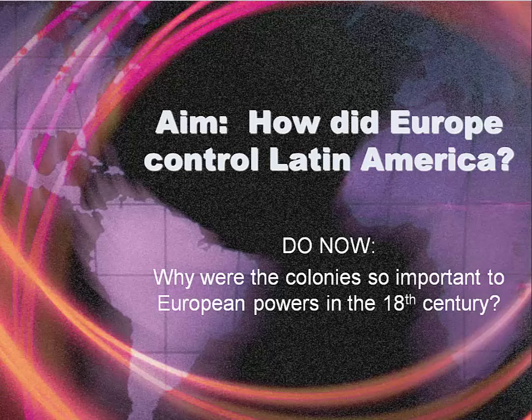All right, so we've spoken now about the economy, we've spoken about the politics of how the Spanish controlled Latin America, and now we're going to talk about how socially the Spanish controlled Latin America. So we're still talking about how Europe controlled Latin America, but now we are going to talk about the society, and in particular what was called the Sociedad de las Castas.